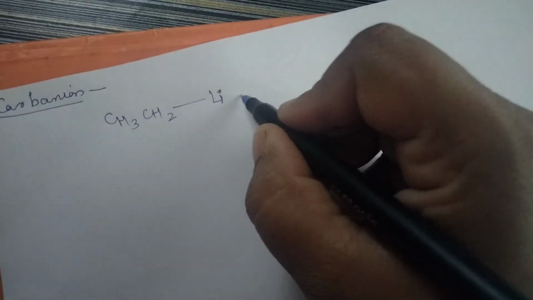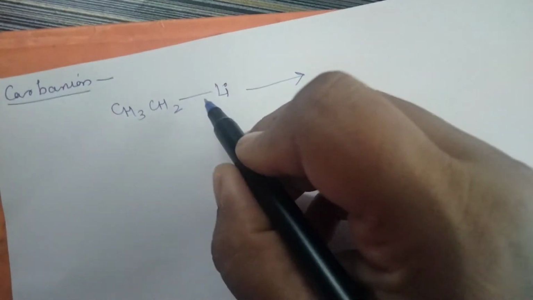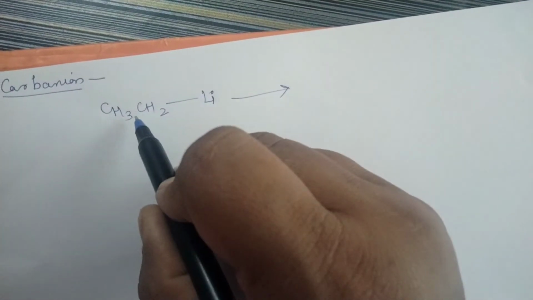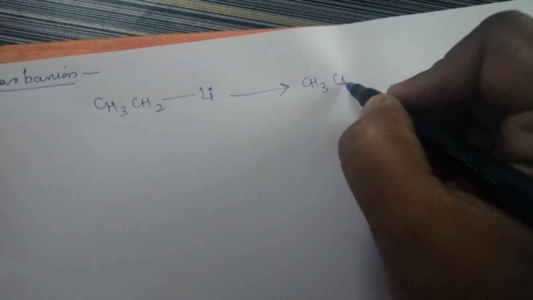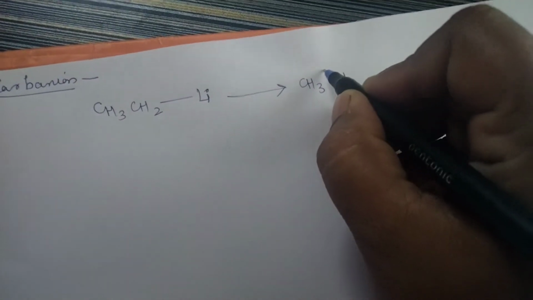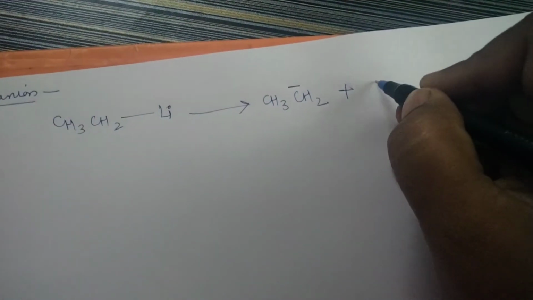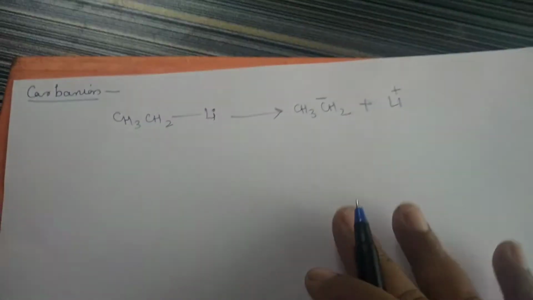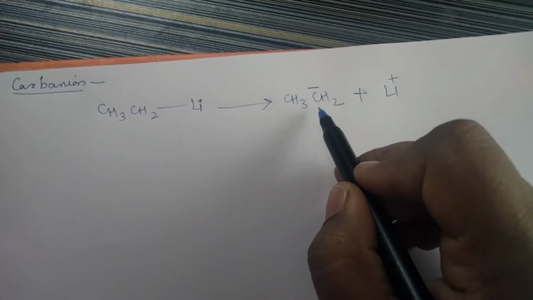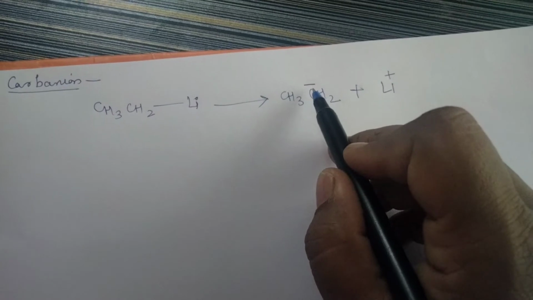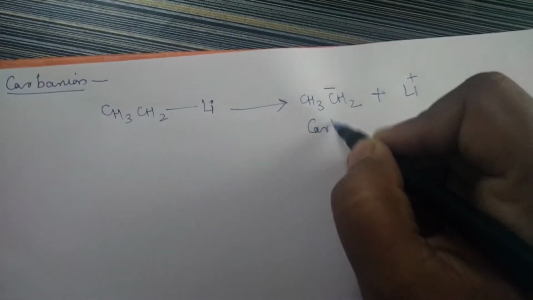To understand carbanion, let us take one example. CH3CH2Li. This time the covalent bond is present between lithium and this carbon. Lithium is less electronegative than carbon. So this time the shared pair of electrons is taken by carbon. CH3CH2 takes both electrons, that's why it will gain negative charge, and lithium is giving these electrons, that's why it will gain positive charge. So this time this carbon atom has extra electrons, a lone pair of electrons with negative charge. This is called carbanion.